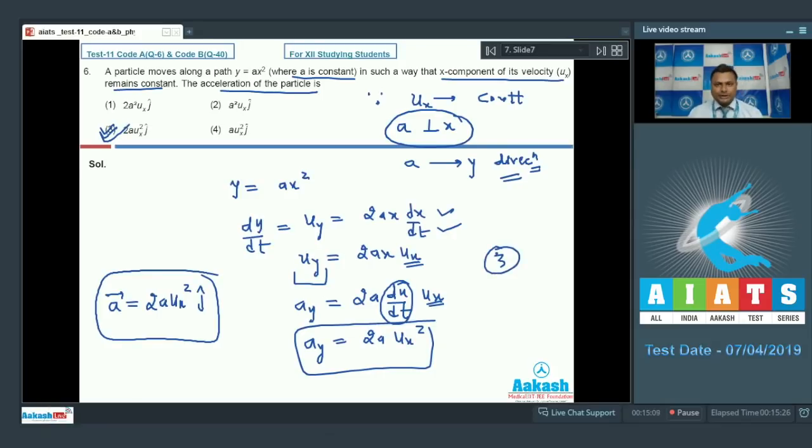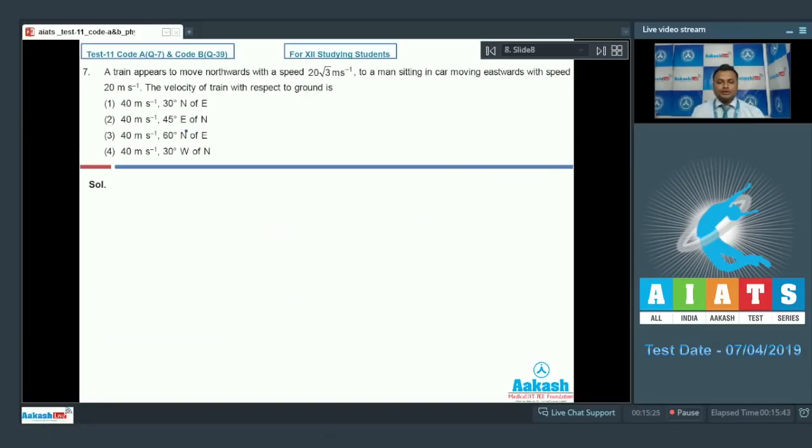Now move on to the next question, that is 7 number. So this is question number 7 everyone. A train appears to move northward with speed 20 under root 3 meter per second to a man sitting in a car moving eastward with speed 20 meter per second. The velocity of train with respect to ground will be what?